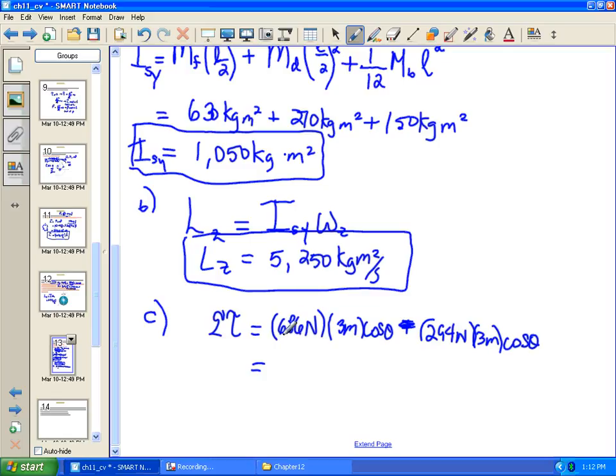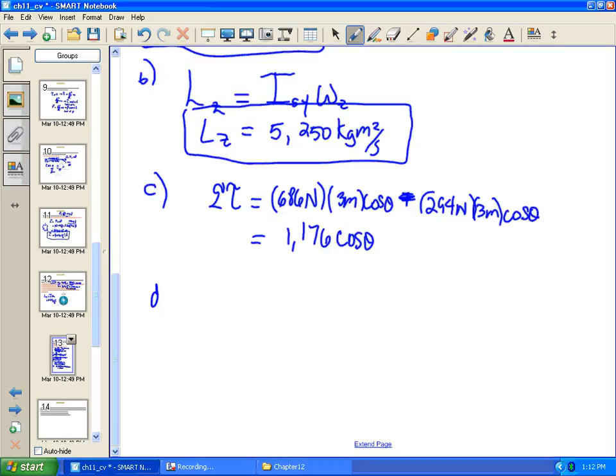So, having said that, we get a net torque of 1,176 cosine of theta. And then the last part says, if theta was 37 degrees, what would be the net torque? And you can see the net torque then would be 1,176, and by the way, the unit here is the newton meter. 1,176 newton meters times the cosine of 37 gives us 939 newton meters.